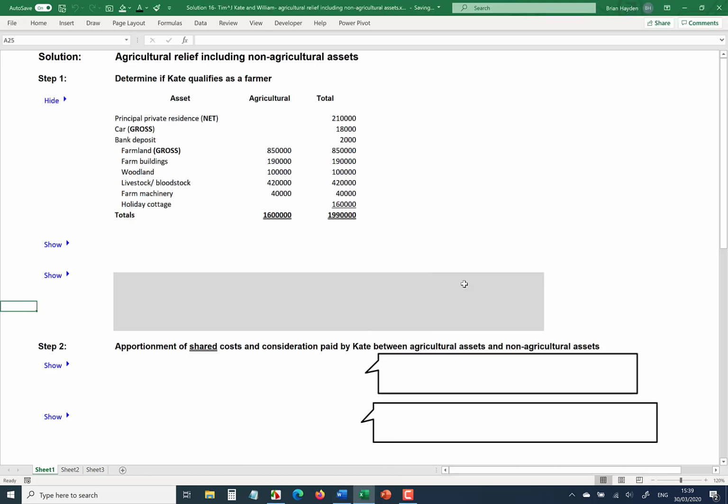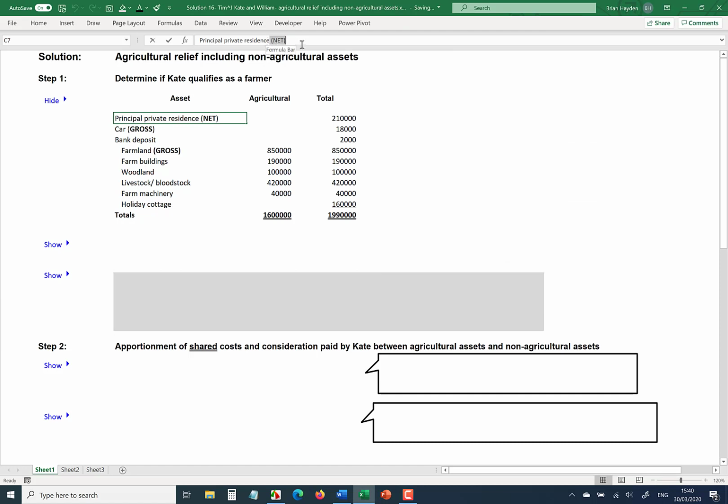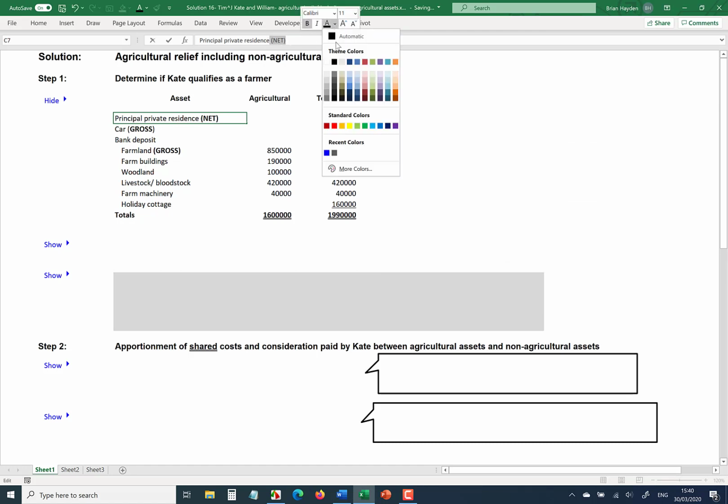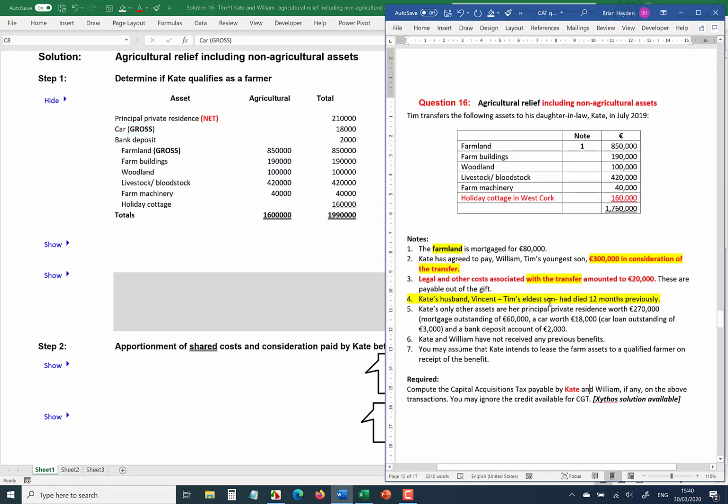So that's done here. And you can see that the farmland, the buildings, the woodland, livestock and farm machinery, they're all classed as agricultural. The holiday cottage is non-agricultural. And again, a couple of points worth noting. The principal private residence goes in net of the mortgage, okay, whereas the car goes in gross. You don't deduct the car loan from the value of the car. So the €60,000 mortgage was deducted off her house worth 270, so that gave 210. But the car worth 18 with a loan outstanding of 3, it went in as 18.